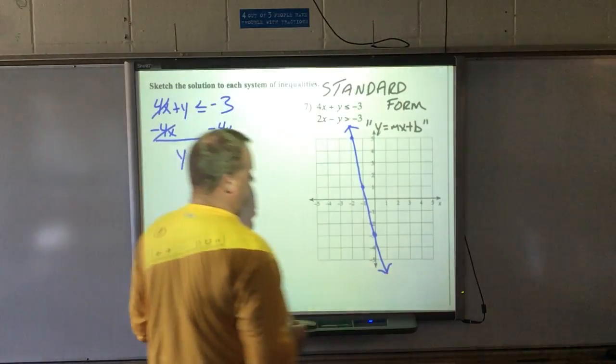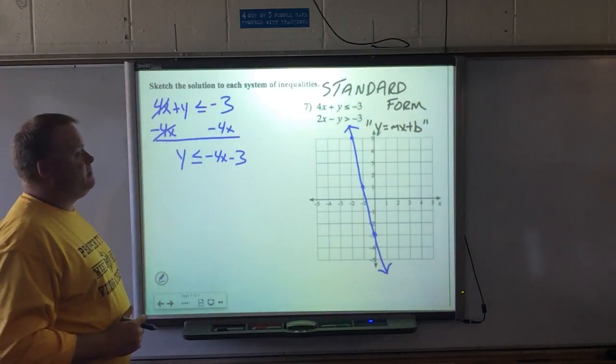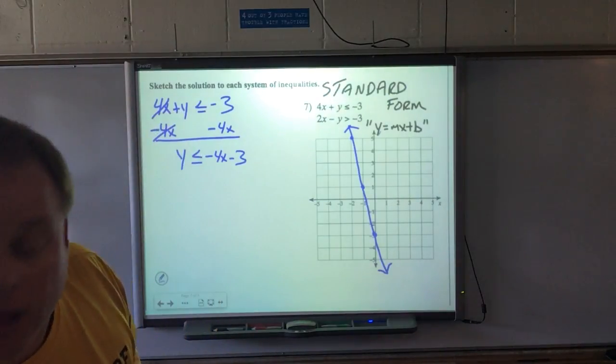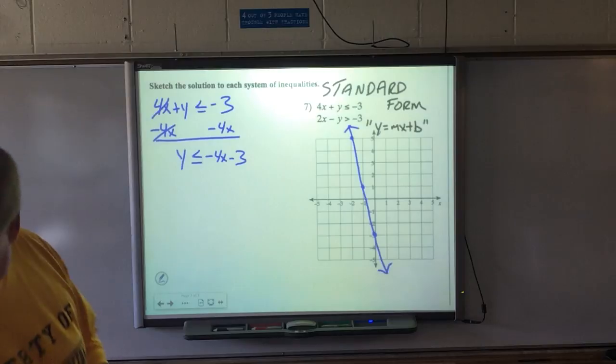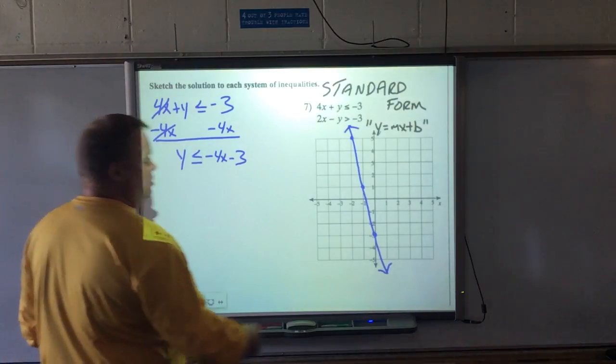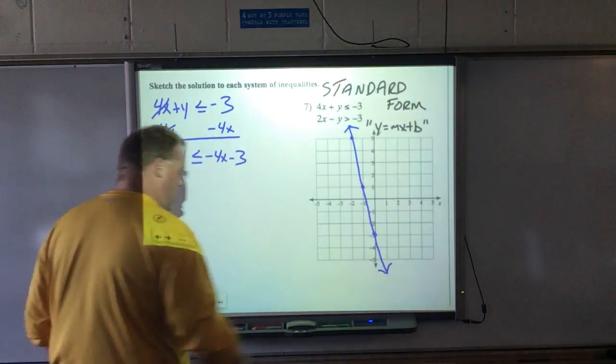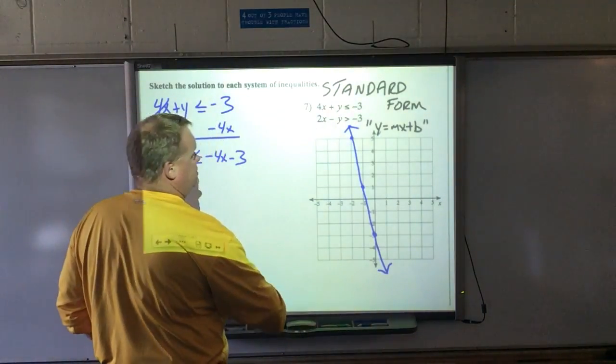Try to get that as straight as I could. And I am going to be less than, which means I need to be below the line. Below the line. So I know that I'm going to end up shading down here. All right, let's do the second one.